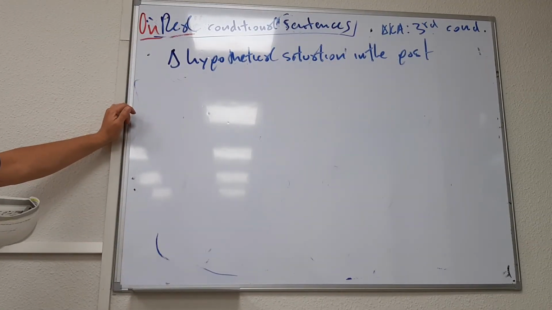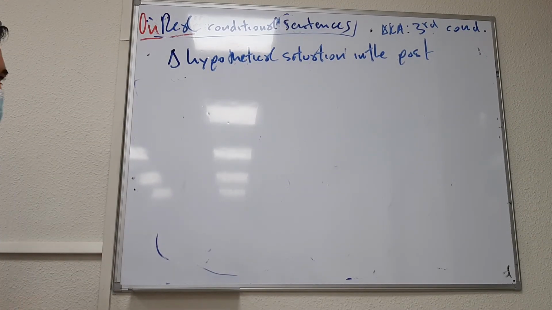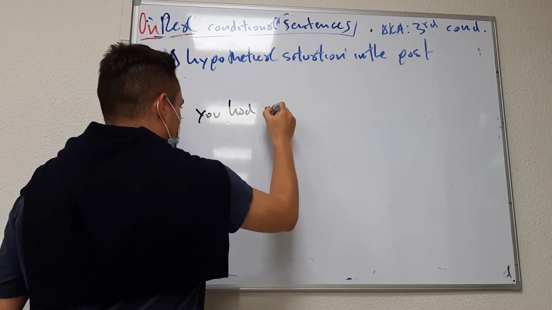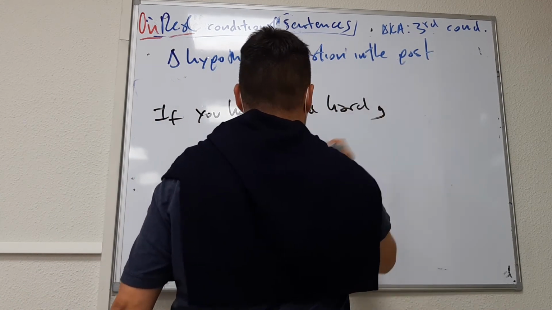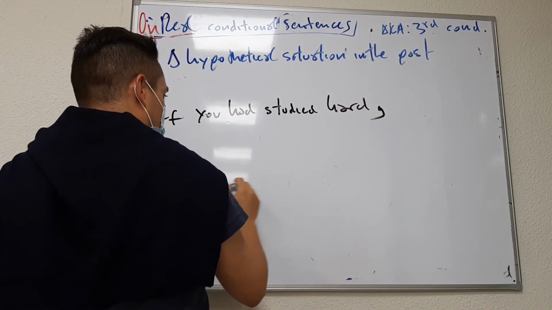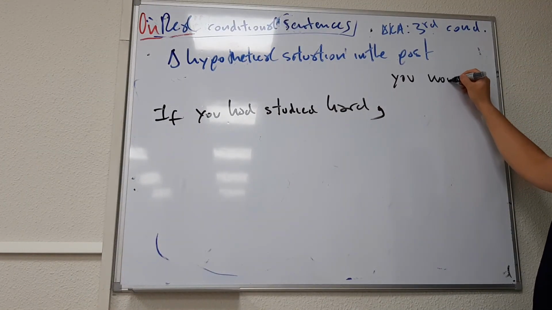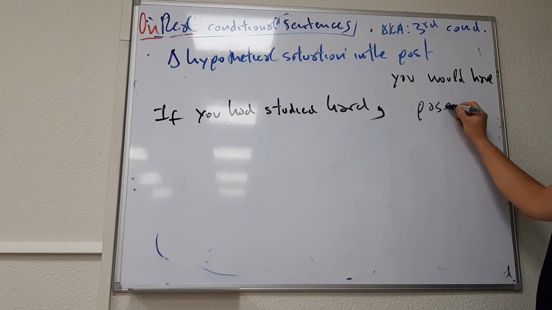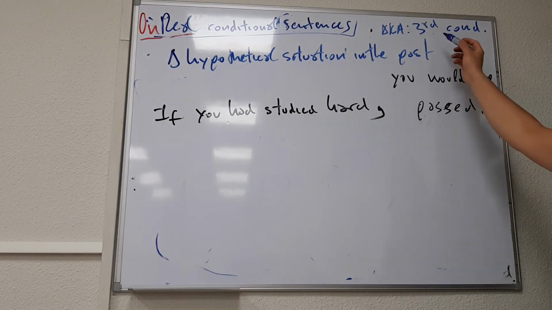Si hubieras estudiado duro, habrías aprobado. This is our third conditional. Give it to me in English. I'll finish it here. Oh, you have passed. You would have passed. Would have passed. Okay, this is the classic third conditional.